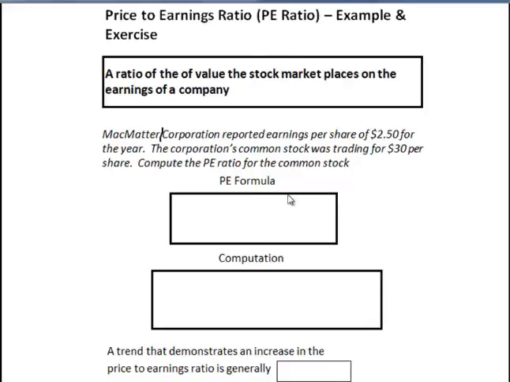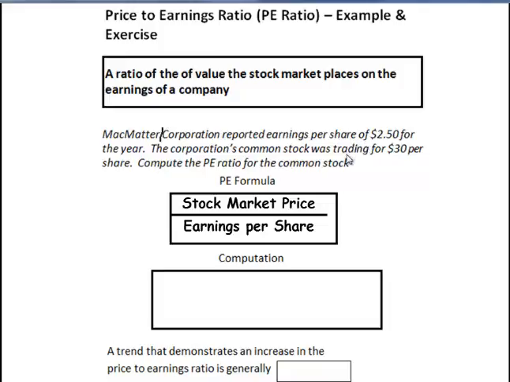So if we take a look at the PE formula again, it's basically our stock market price divided by earnings per share. Now we have a company called McMatter Corporation that reported earnings per share of $2.50 for the year, so that's our earnings per share. The corporation's common stock was trading for $30 a share, so that's what it's worth on the stock market. It asks you to compute the price to earnings ratio for the common stock. So we're going to apply this formula to the information in the word problem.